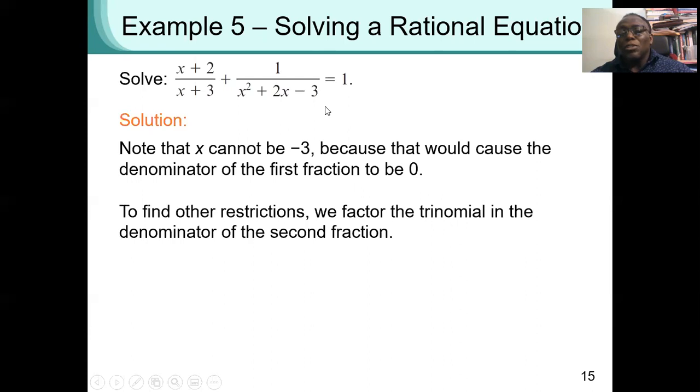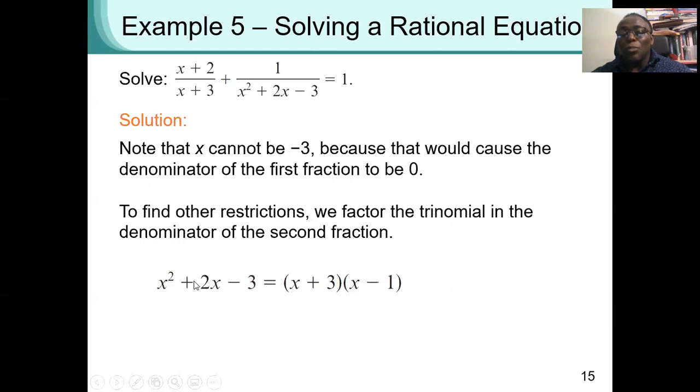-1 times +3 will give me -3. -1 and +3 combined together will give me +2. And that's what we got here. So we'll get (x plus 3)(x minus 1), because x squared will give me 2 factors of x and x. Then -3, I look for two values. When I multiply, I'll get -3. And that will be +3 and -1.